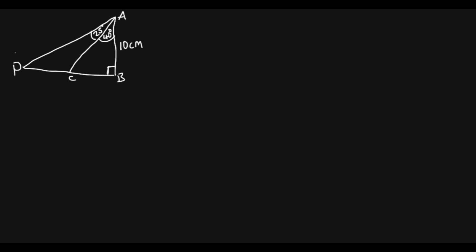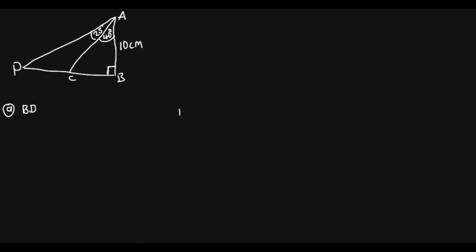Now let's also try another one. So this time, this is 25 degrees, then here we have 40, then here we have 10 centimeters, and the points B, C, D. Then our task for this: first we need to calculate the distance BD.